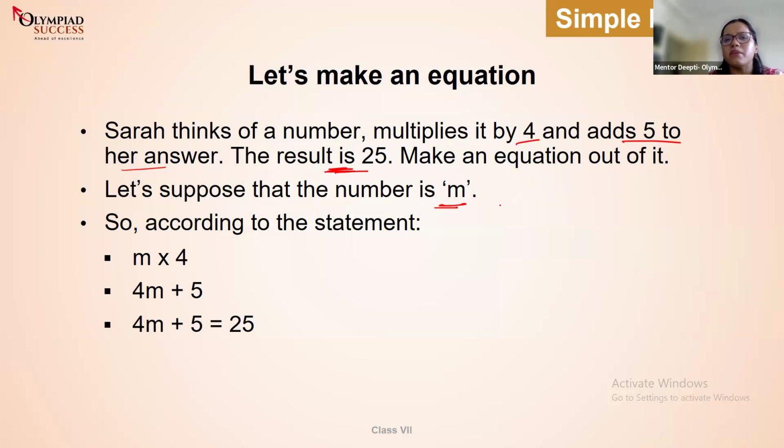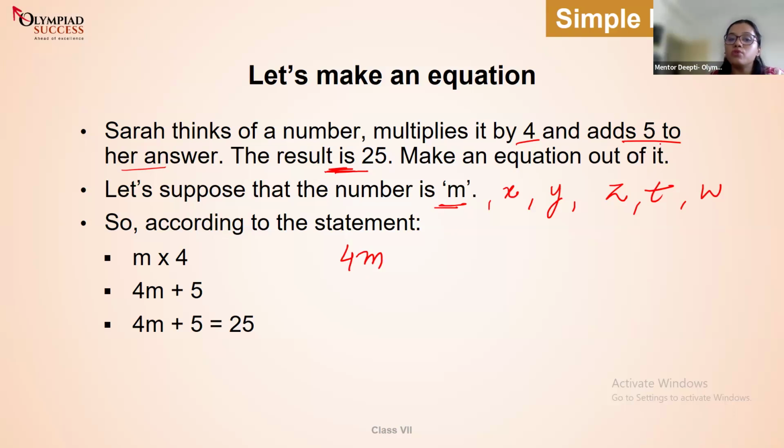M or any other variable you can use. You can use X, Y, Z, T, W, any alphabet for the variable. So if the number is M, what did Sarah do? Sarah multiplied it with 4. So can I write it as 4M? 4 multiplied with M will be 4M.